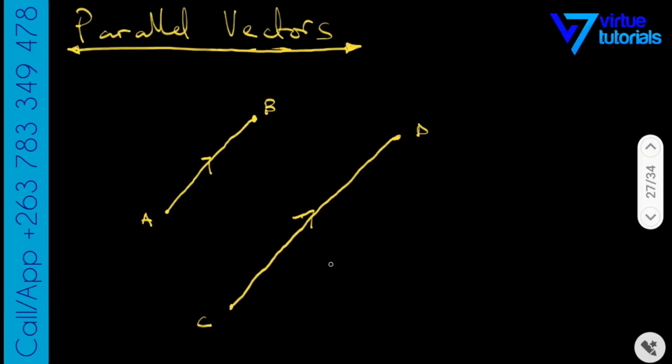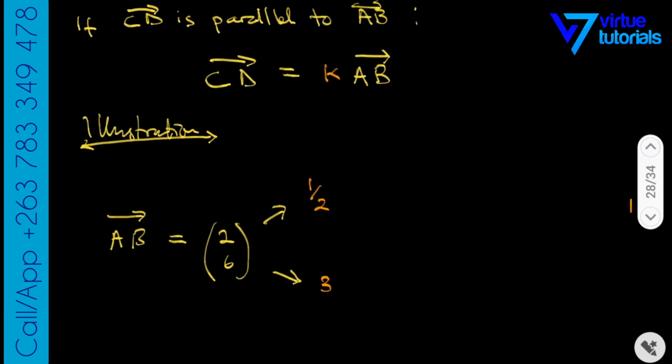Okay, so let's look at parallel vectors now. Here we have the vector AB and the vector CD, and we find that they are parallel lines. It means the vectors have the same tilt or slant and they point in the same direction. So when vectors are parallel, they only have a difference of some factor.